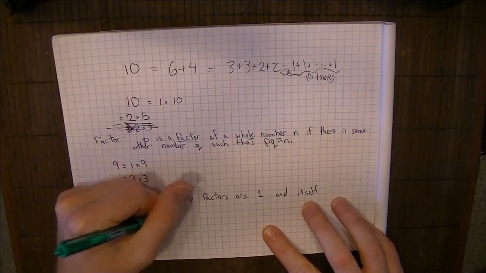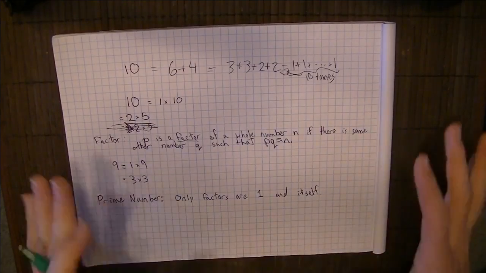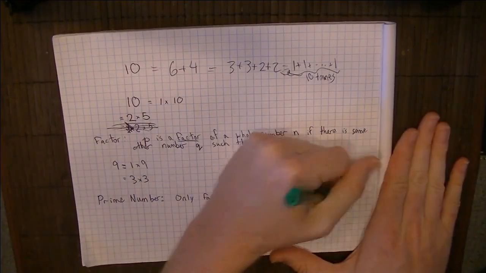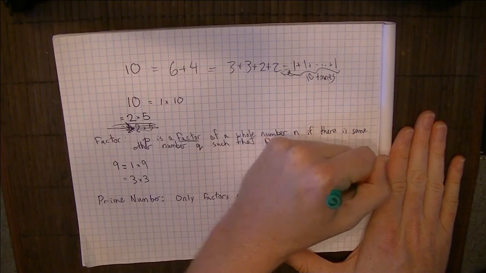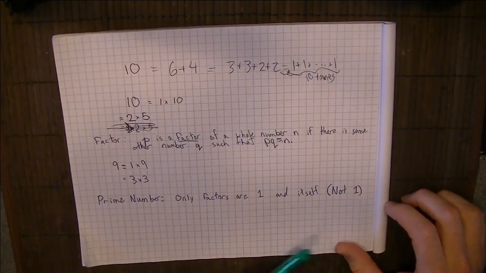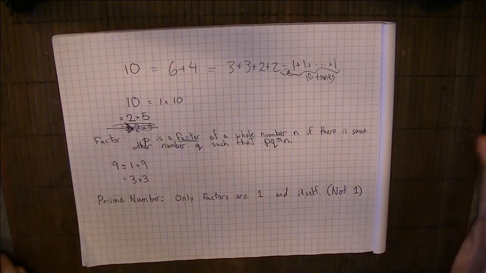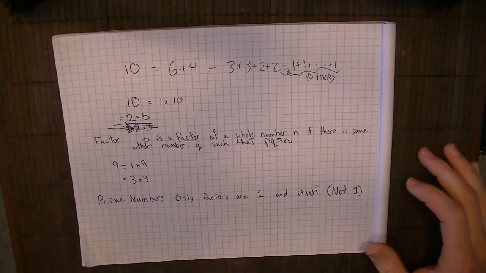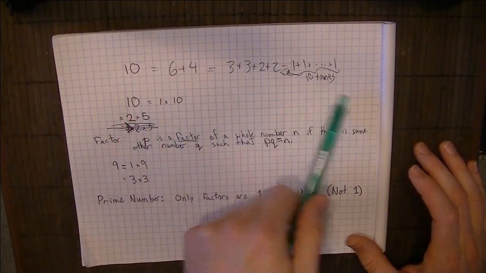First off, I should make one thing clear: not 1, okay? 1 is not a prime number. Why? Well, because 1 is weird. 1 is like 0 in adding, right?